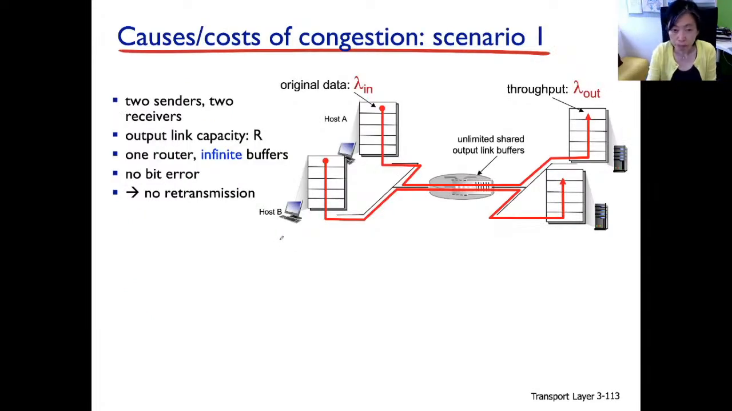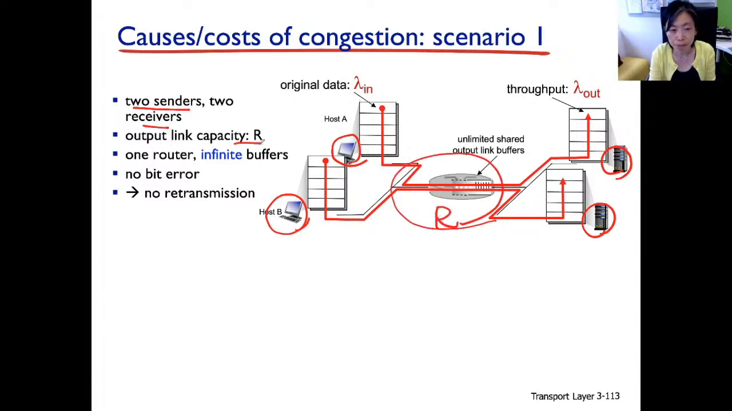Scenario 1 is this. You see here, we have two senders, host A and host B, and two receivers, so two servers receiving requests, I suppose. And we do have a link in the middle. The capacity is R. There's a router on the link that carries an infinite amount of buffer space. What that means is that there are no packet drops, because it just takes a long time for the packets to go, but they are never dropped because we have infinite buffers.